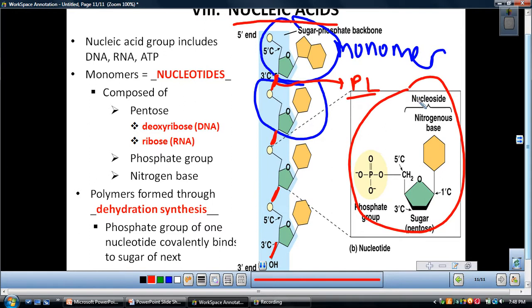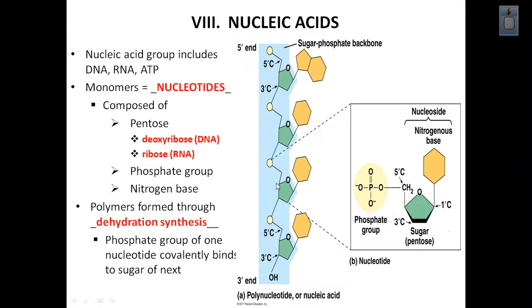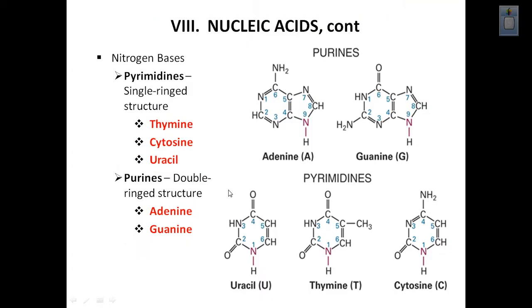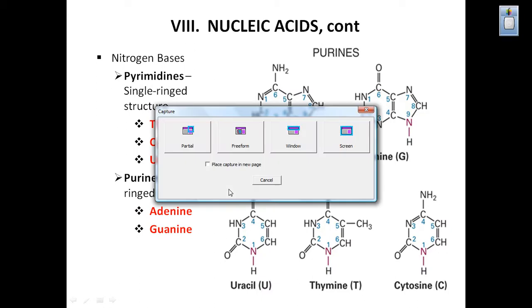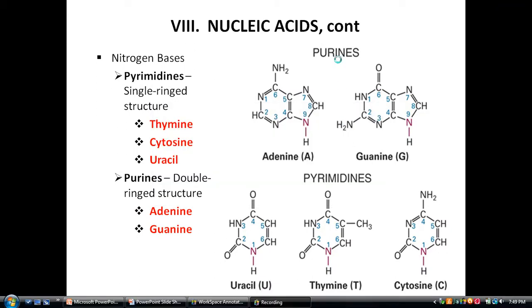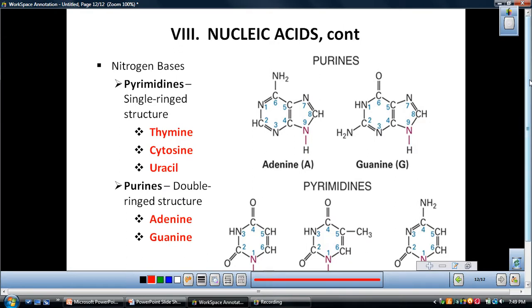You can see it right here. The three parts are a 5-carbon sugar, a nitrogenous base, and a phosphate group. So that makes my elements C-H-O-N-P. That's where I get the elements. Now, all we have left to do, and this is going to be really short, is just look at some of the basics of parts of the nucleotide.